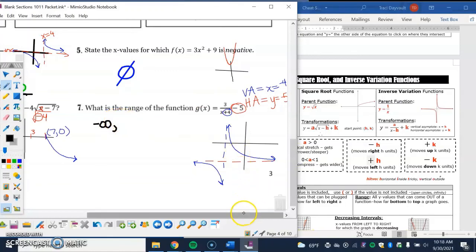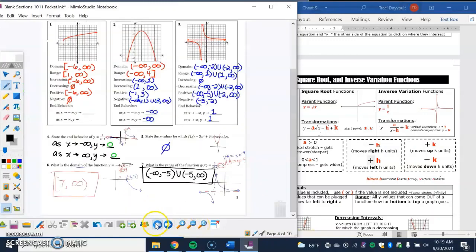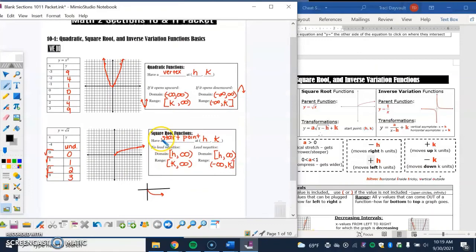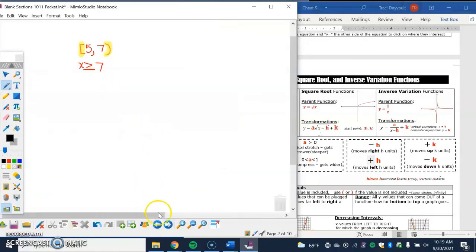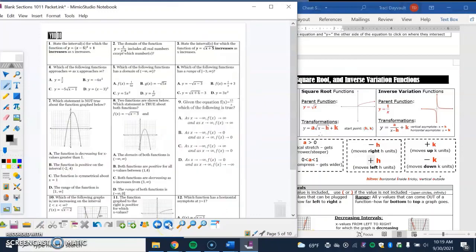So we would say that it goes from negative infinity, we're good, until we get to -5. -5 would never come out of this function. And also, then we would go from -5 to infinity. That is the range. You might remember on the first page of this packet, we put our generalizations. This one was inverse variation, so that was on the second page, that the range is going to be everything except the horizontal asymptote. So you can use that.